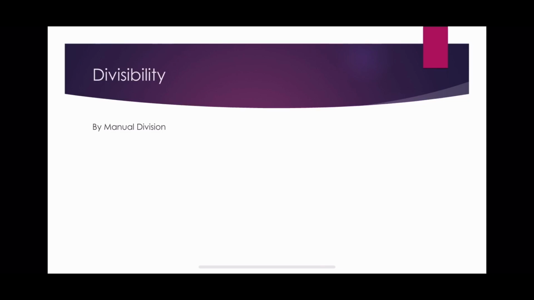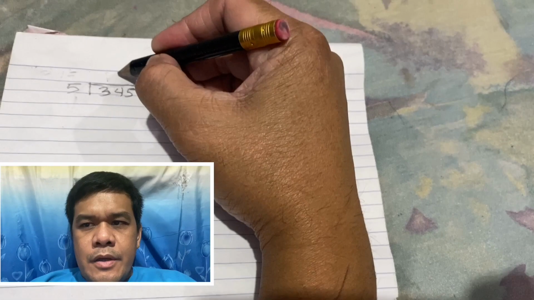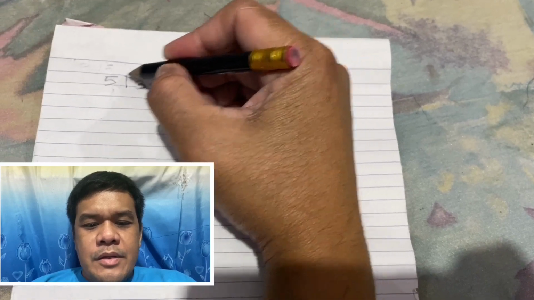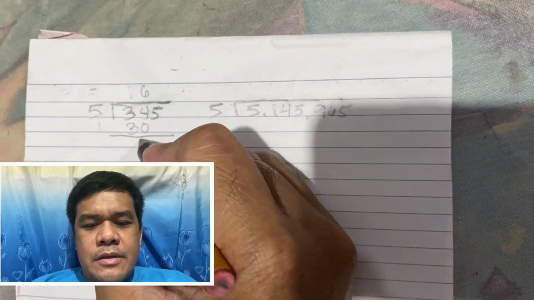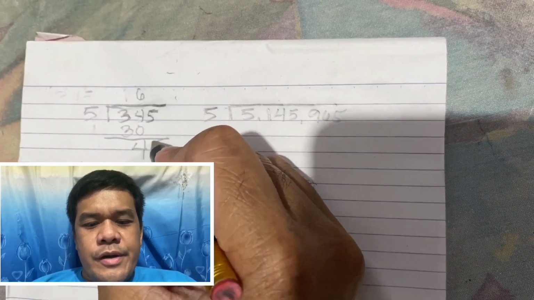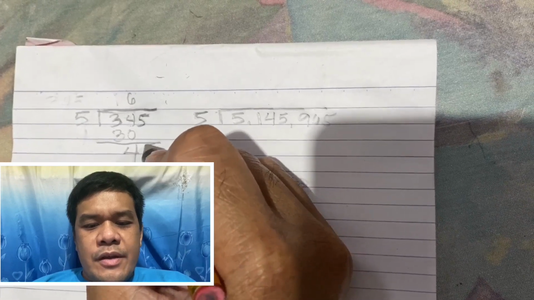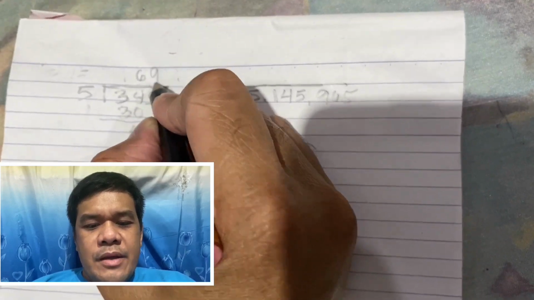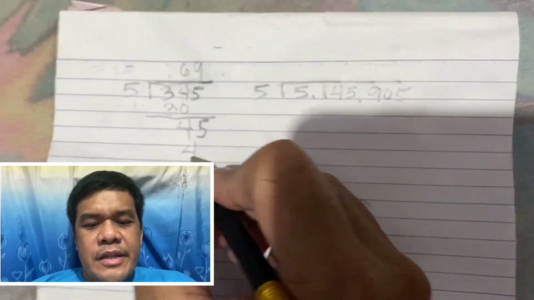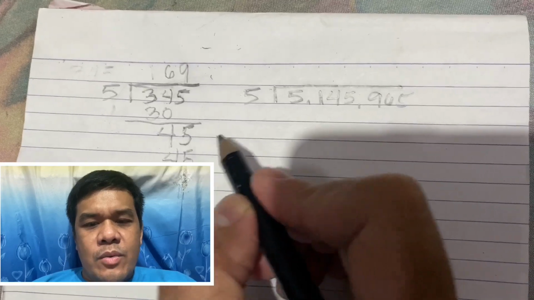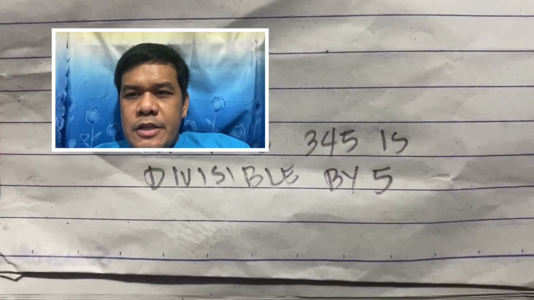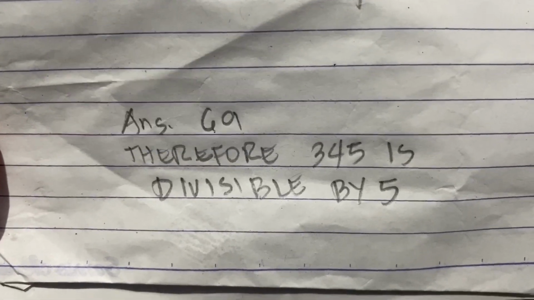Next is by performing manual division. So, see example 1. 345 divided by 5. So, 6. 6 times 5 is 30. And 34 minus 30 is 4. Then bring down 5. Then 45 divided by 5 is 9. Then 9 times 5 is 45. So 45 minus 45 is 0. 345 is divisible by 5.